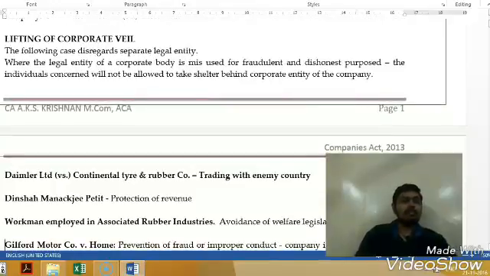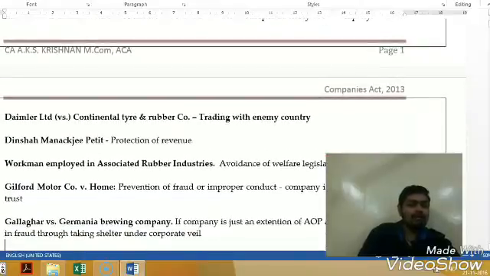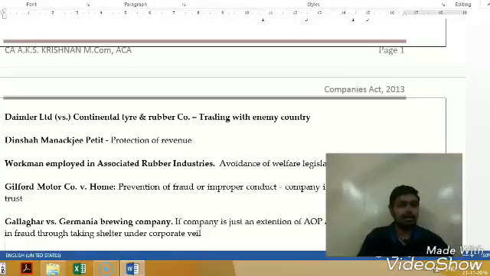In lifting of the corporate veil, what we studied is that we disregard this separate legal entity concept. In the Daimler vs. Continental Rubber Tire case law, they lifted the corporate veil because of trading with an enemy country. Daimler is the German company, that is the Benz company, and Continental Rubber is a British company. So they lifted the corporate veil in case of war.